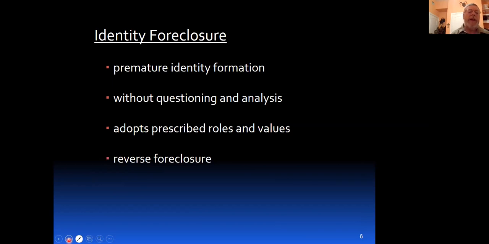Now, you also might see something that we might call reverse foreclosure. And this is exemplified by the person who says, okay, everybody's telling me I should do this, and my parents are telling me I should do that, and so I'm just going to do the exact opposite. Now, they might think that they're being very independent and defying others, but in fact, even here, they're really allowing others to prescribe what they're going to do and become, but they're simply doing the opposite. So they're still really being controlled by others. They're not thinking through what they really want. So identity foreclosure is not the most helpful as one gets into adulthood later.